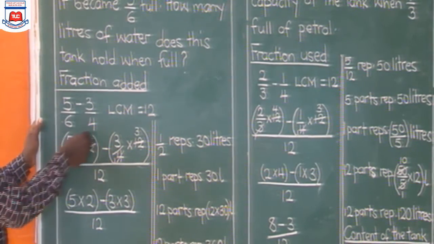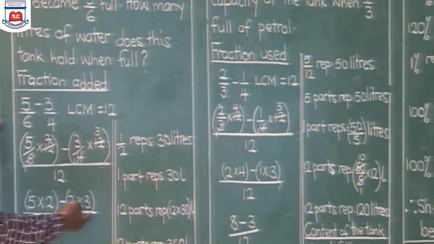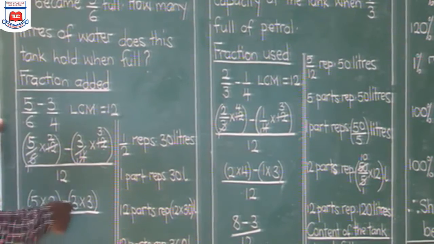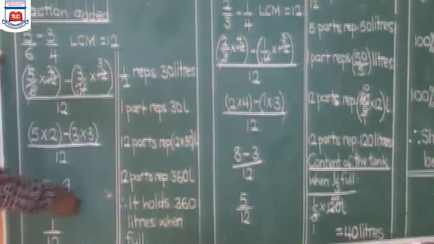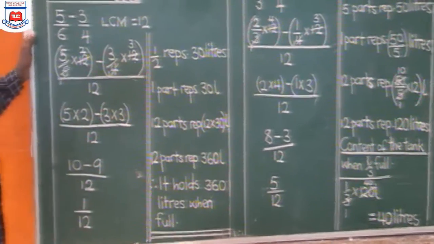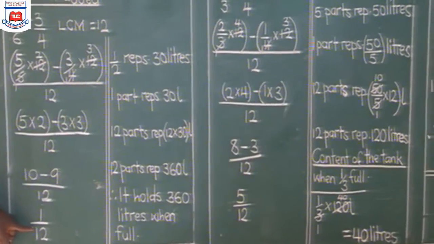Then you get 5 times 2 minus 3 times 3, which is the next step, out of 12. So 5 times 2 is 10, and 3 times 3 is 9, out of 12. 10 minus 9, you get 1 out of 12. This is the fraction that was added.